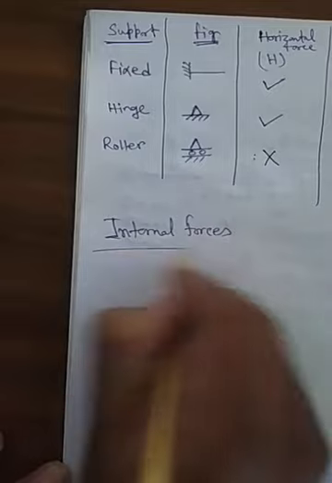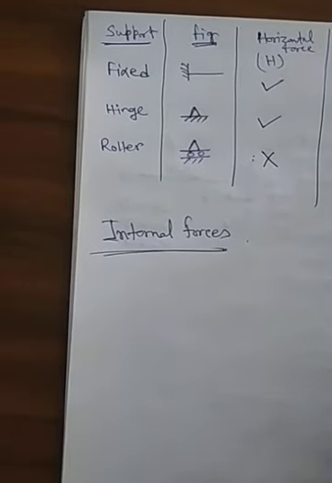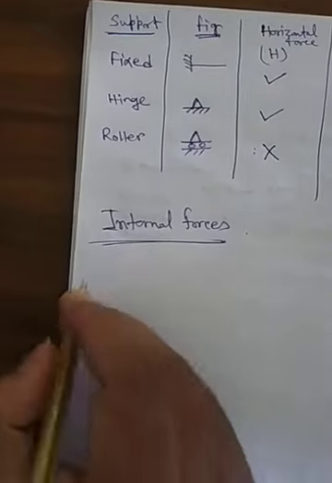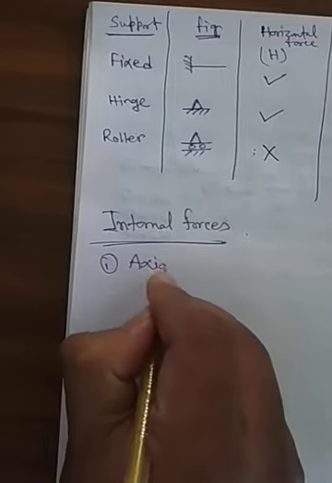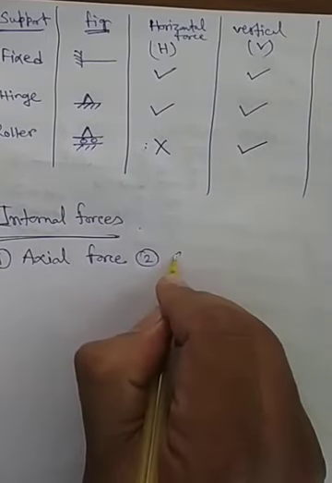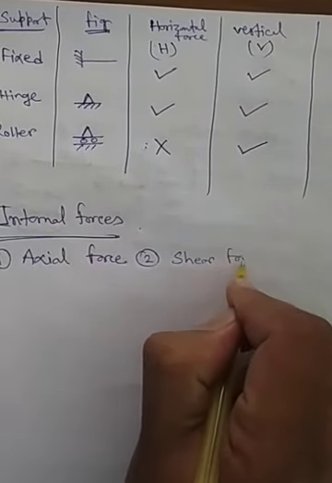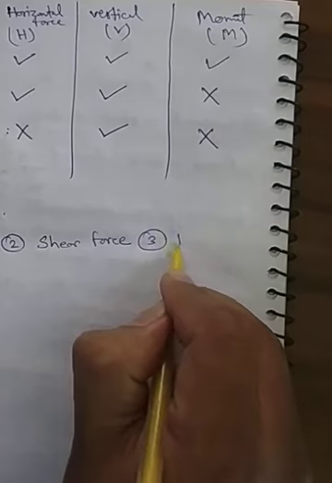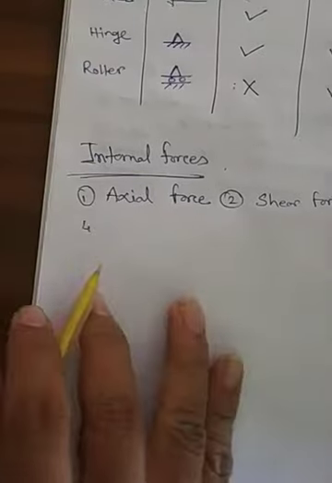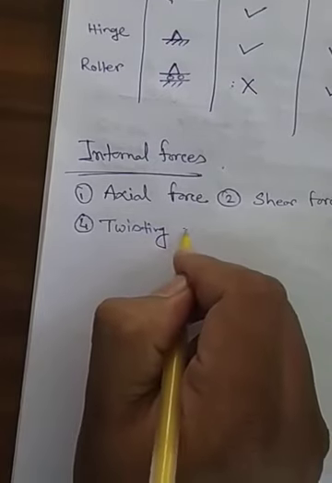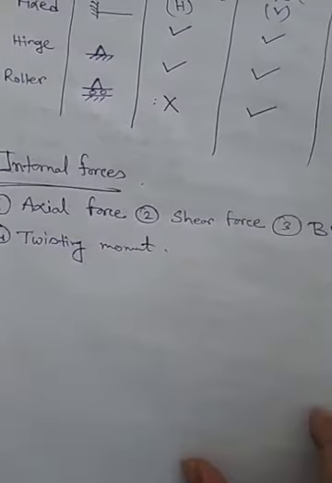Okay. The next topic in our chapter is internal forces. In internal forces there are 4 parts. Number 1 is axial force. Number 2 is shear force. Number 3, bending moment. And number 4 is twisting moment.